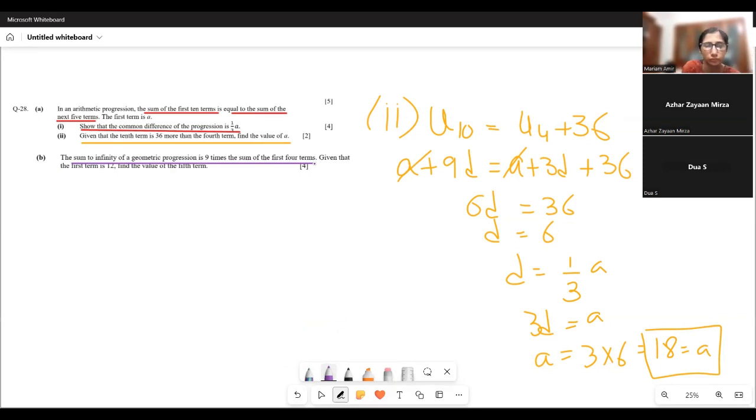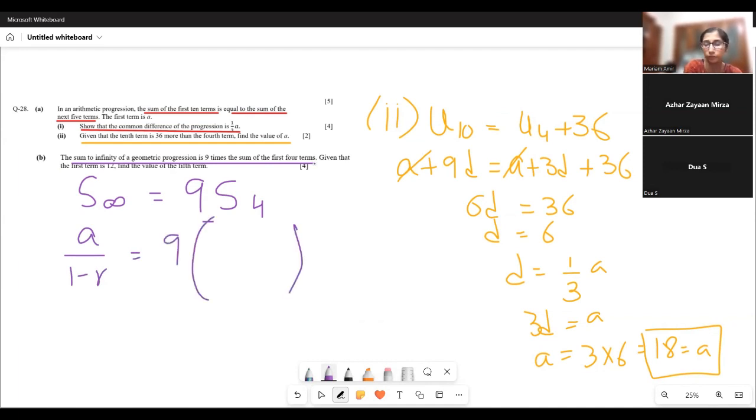S infinity is equals to S4 into 9, ठीक है, 9 S4. ठीक है. अब फॉर्मूला सब्स्टिट्यूट करा. S infinity का क्या फॉर्मूला? A upon 1 minus R, ठीक है, is equals to 9 times sum of 4 terms, first 4 terms का क्या फॉर्मूला?